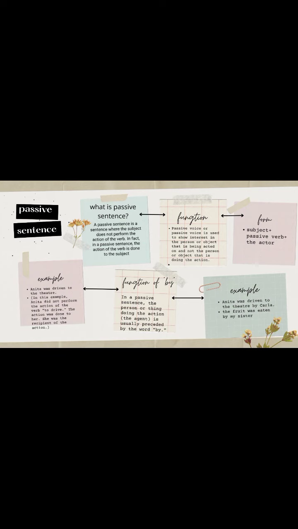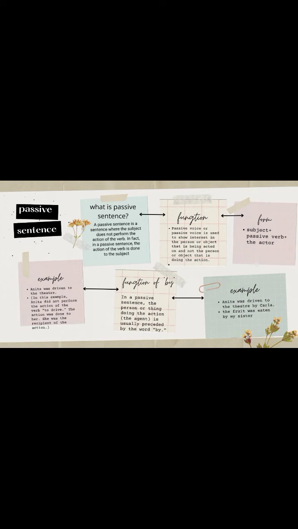Now we will be talking about the function of passive sentence. So passive voice or passive sentence is used to show interest in the person or object that is being acted upon, and not the person or object that is doing the action. So, guys, you already heard about the function of the passive sentence that I mentioned and explained to you before. So, I hope you understand.